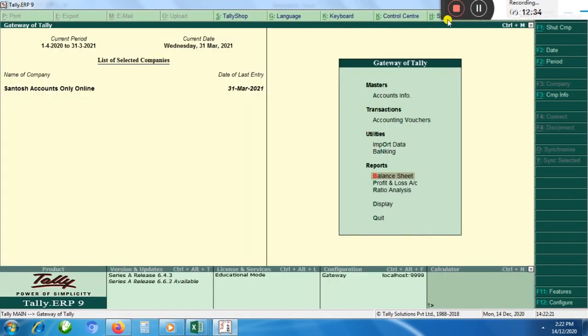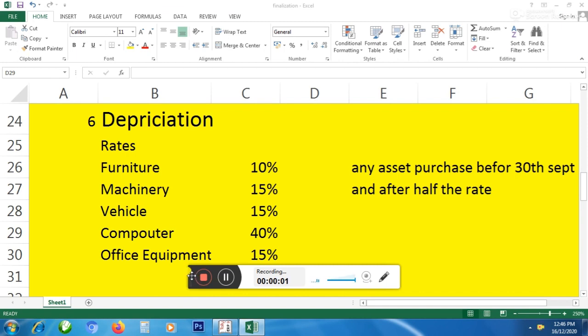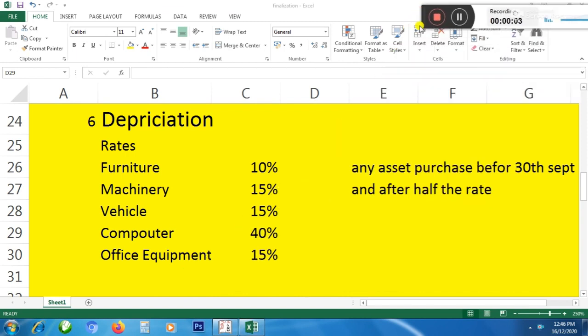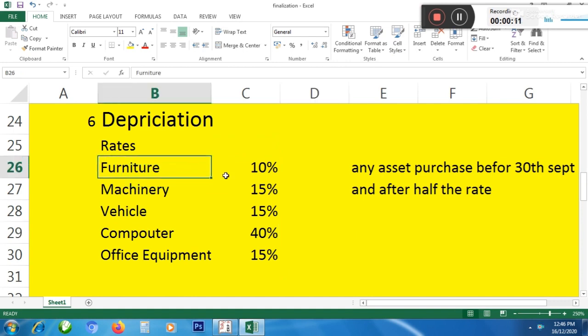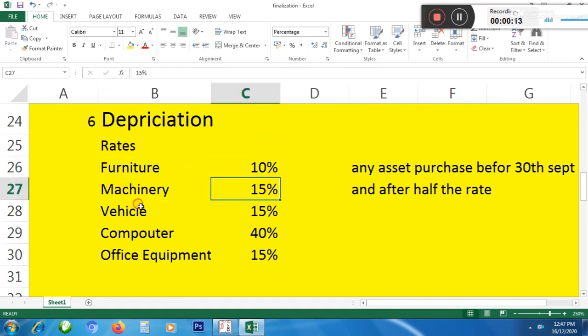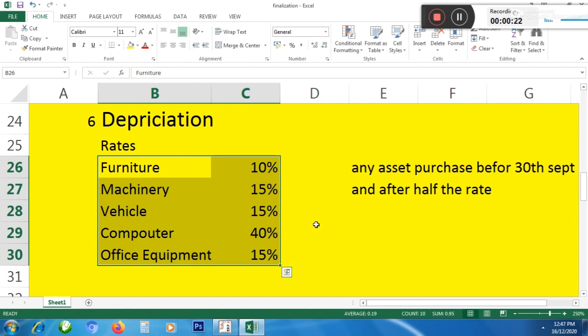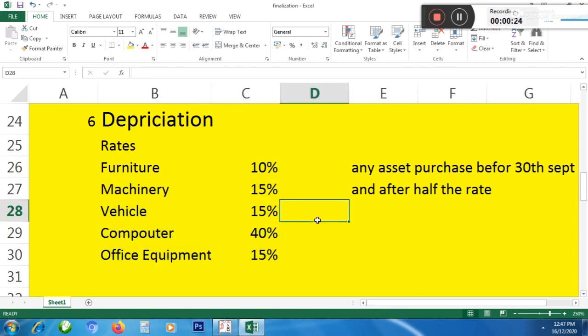A very important topic when we finalize the accounts is depreciation on the fixed assets. These are the rates of depreciation. You have to note down these rates: furniture 10%, machinery 15%, vehicle 15%, computer 40%, office equipment 15%. These are the rates of depreciation, but we calculate depreciation at the end of the financial year.